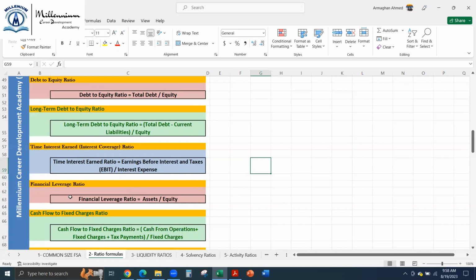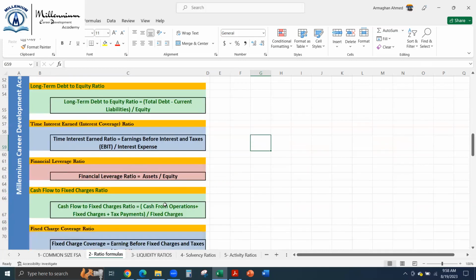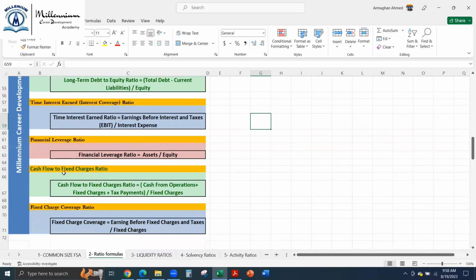Then we have the financial leverage ratio. Financial leverage ratio, we say, is the asset to equity ratio. This is called the financial leverage ratio. There are so many other leverages that we are going to find out, right? Operating leverage, financial leverage, we will find out those. And the particular four formulas are there for leverage calculation that we'll do later.